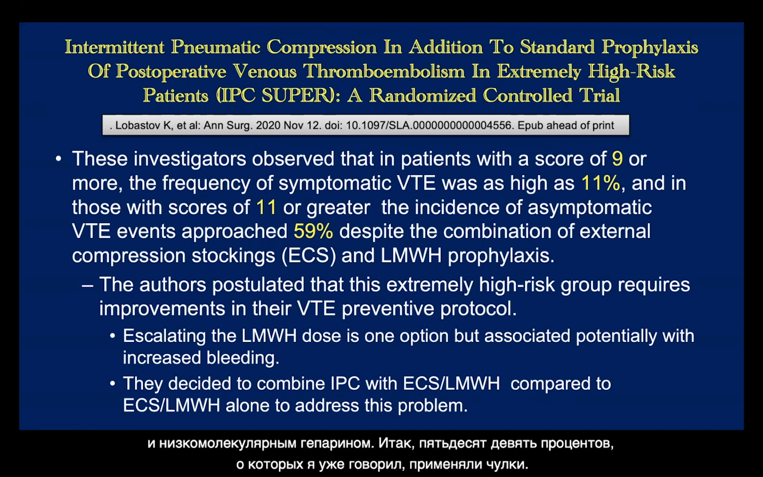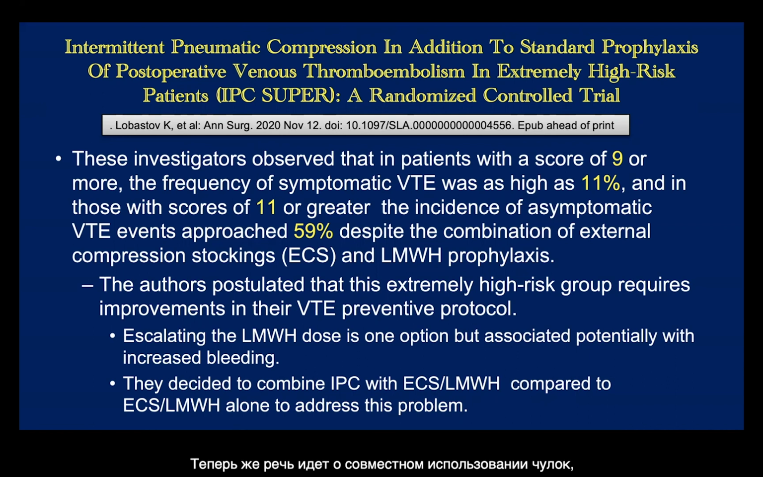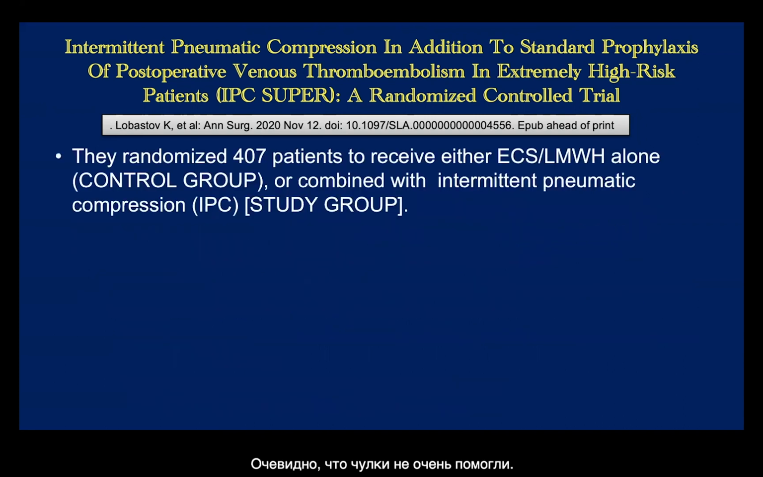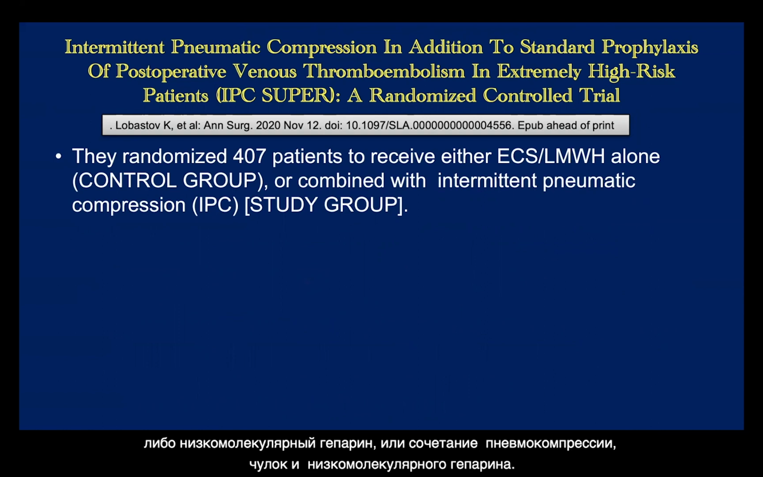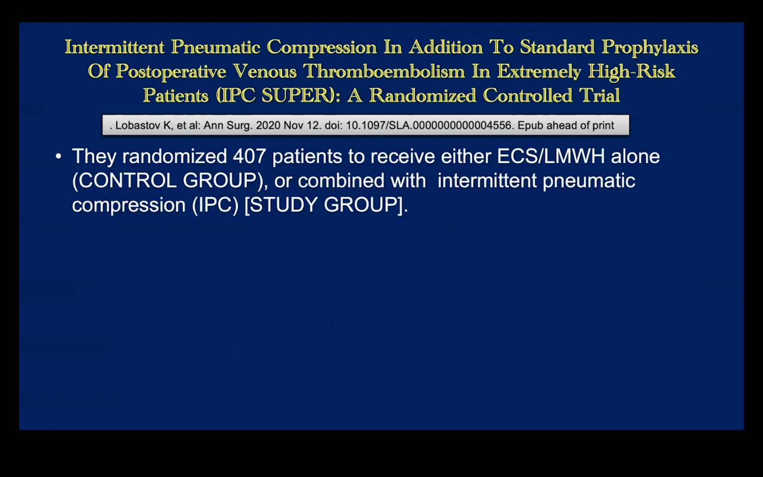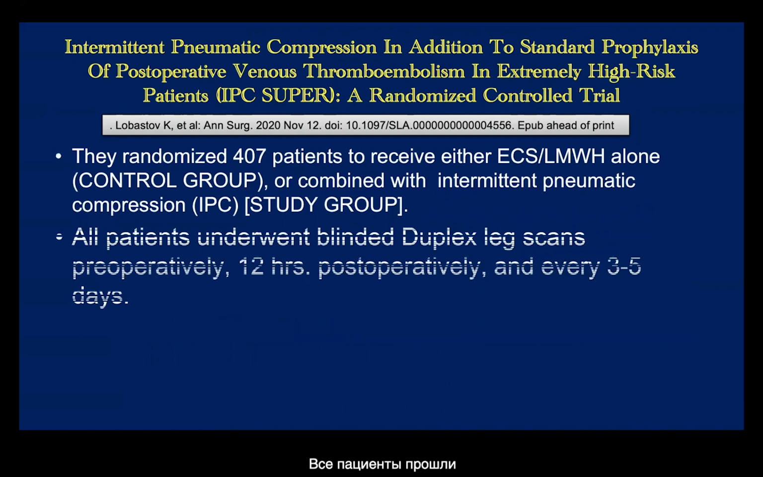Now, in their 59% that I already talked about, that was with stockings. Now they're talking about putting together stockings, low molecular weight heparin, and pneumatic compression. So we saw the stockings didn't really help that much, but with the pneumatic compression, they randomized 407 patients to receive either stockings and low molecular weight heparin, called the control group, or stockings, pneumatic compression, and low molecular weight heparin, which would be the study group.